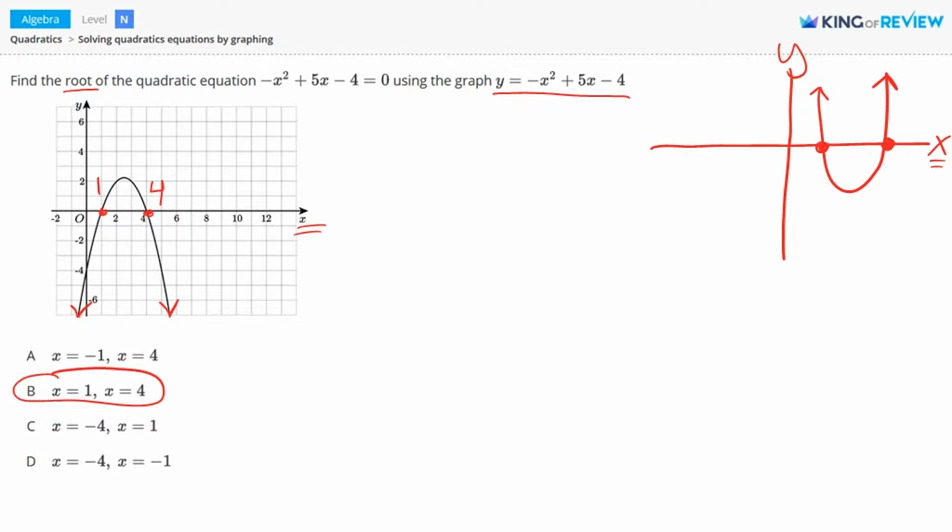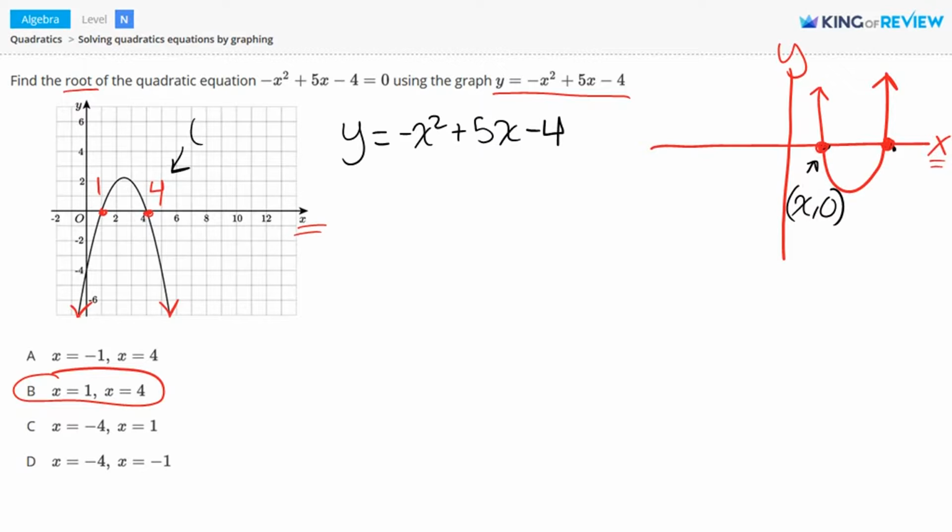Now we can also solve this problem algebraically. If we have our equation y equals negative x squared plus 5x minus 4, let's think about these roots. It's these points here. The y-coordinate of an x-intercept is 0 because when a graph touches the x-axis, the y-value of that point is 0. So if we were to give this point here a coordinate, it would have some x value, but the y-value would be 0. The same goes for these points here.